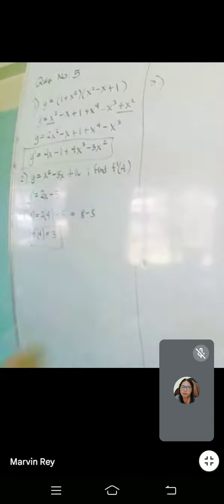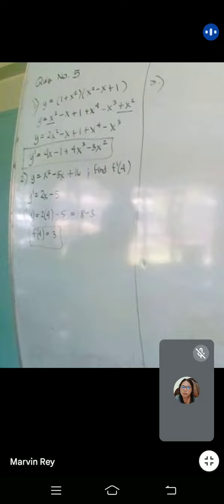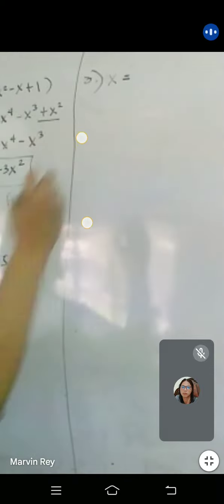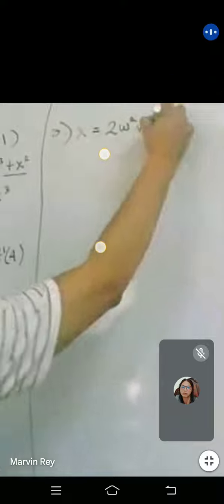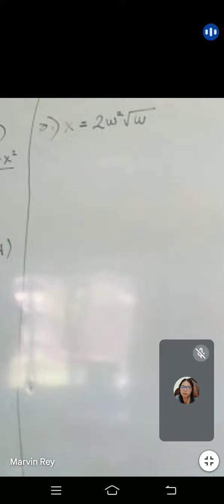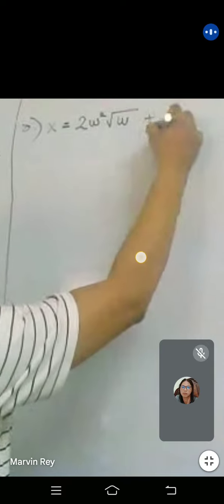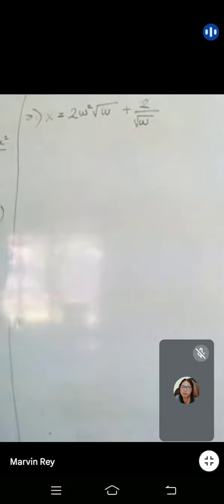So, number 3. Say number 3: x is equal to 2w squared times the square root of w, plus 2 over the square root of w. Okay? For this case, the difficulty is average.